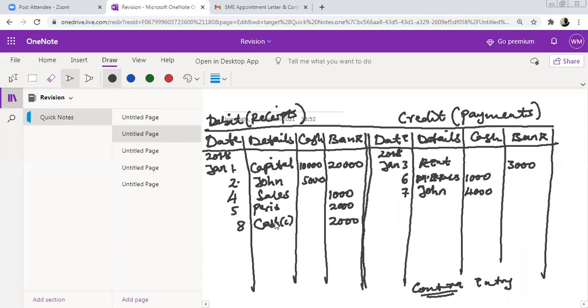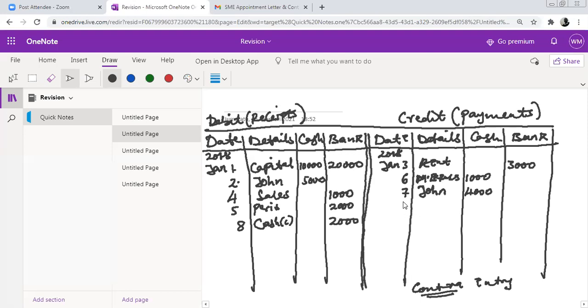Actually, the details of the receipt side records where the money is coming from. The money is coming from John. The money is coming from sales. The money is coming from Paris. The money is coming from cash. And here we normally record where the money is going or what we are paying. We are paying rent. We are paying motor expenses. We are paying John. So you normally record where the money is going.